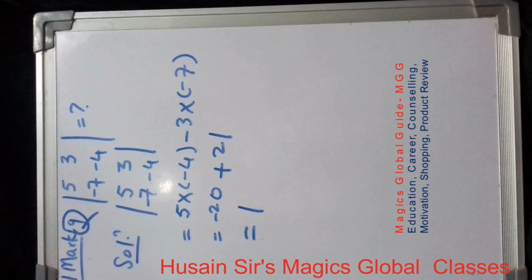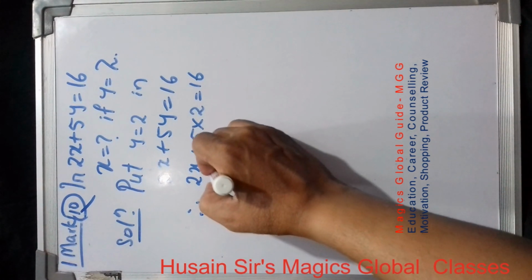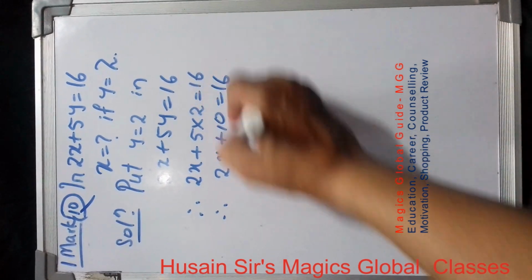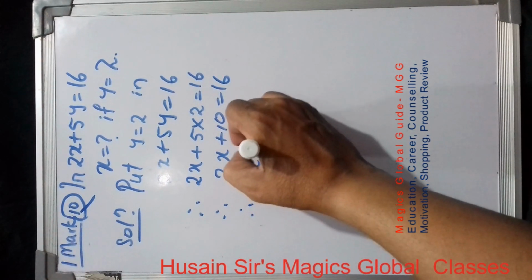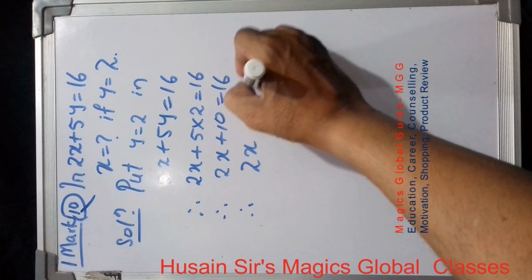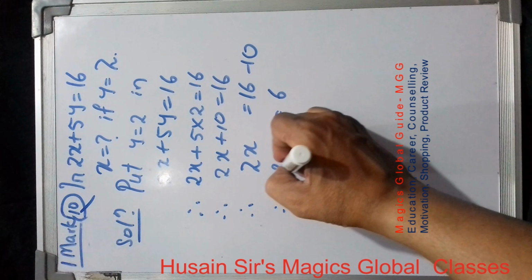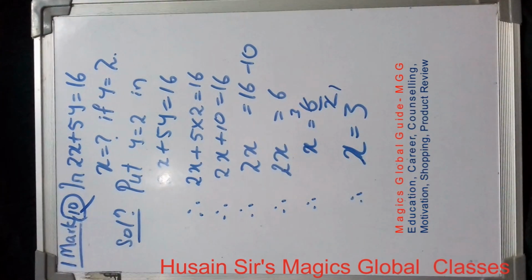The next we have 2x plus 5y is equal to 16. What is x if y is equal to 2? So we are going to put y is equal to 2 in the equation. So 2x plus 5 into 2 is equal to 16. Therefore 2x plus 10 is equal to 16 and 2x is equal to 16 minus 10, that will be 6. Therefore x is equal to 6 upon 2, that will be 3. So the value of x here will be 3.